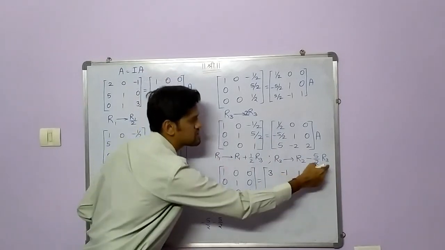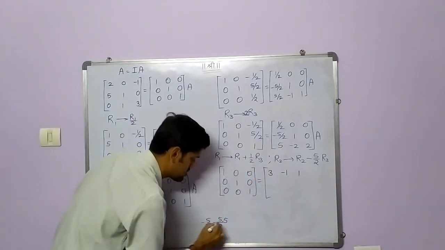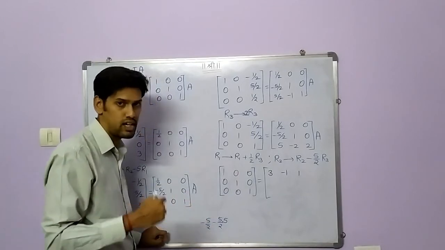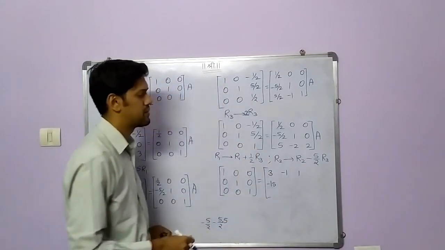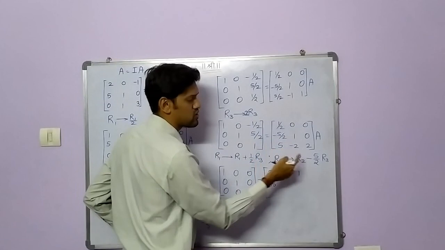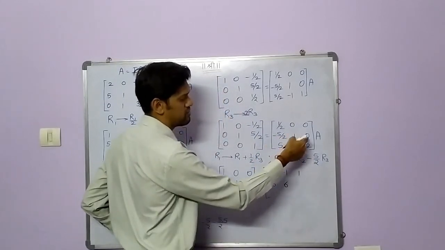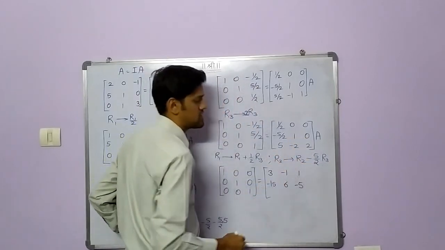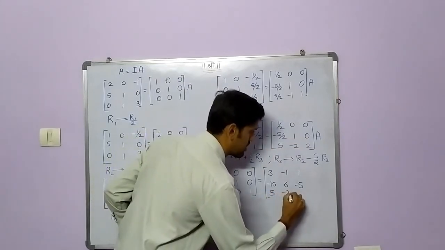Minus 5 by 2 times R3. So R3 is 5. So this is minus 5 by 2 minus 25 by 2, which will be minus 30 upon 2. That will give me minus 15. Next part will be 1 minus of minus, so it will be plus 5. So it will become 6. And here it will be 0 minus 5 by 2 into 2 will be minus 5. And row 3 we are not changing anything, so it will remain as it is.